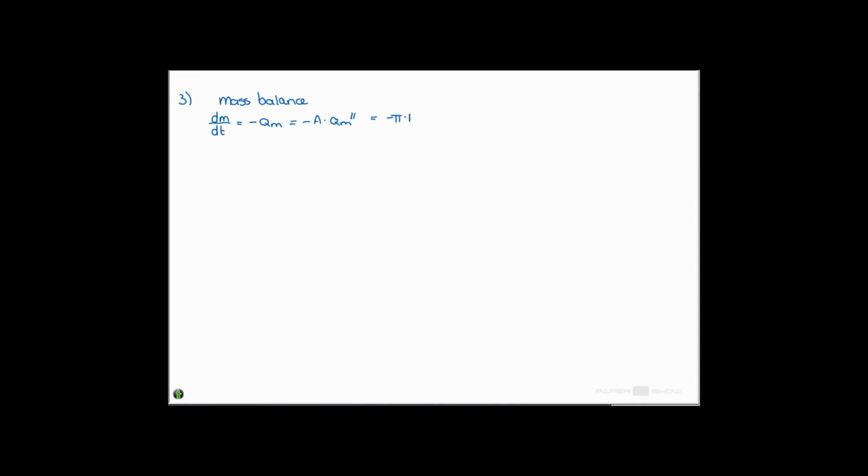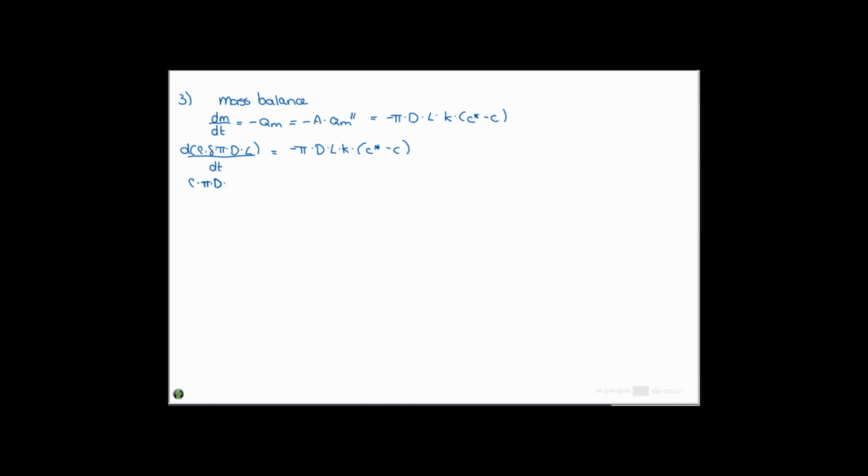So A can be written as pi times the diameter of the pipe times the length of the pipe, and the flux is k times C star minus C bulk, the concentration of the bulk, and C star is the concentration of the sedimentation. So the mass can also be written as volume times the density, and volume is the area times the thickness times the density of the sediment, over dt. And this equals the same: minus pi times diameter times length times k times C star minus C.